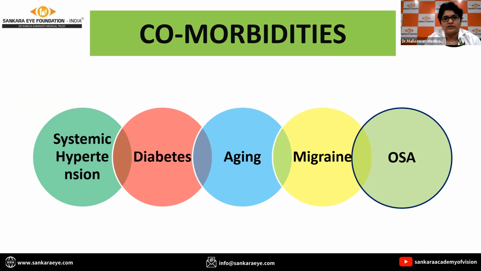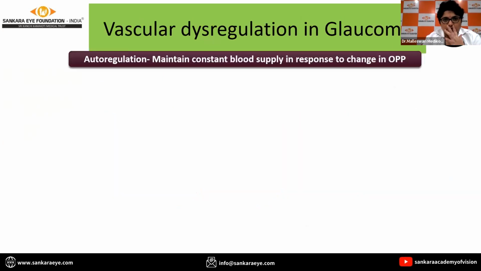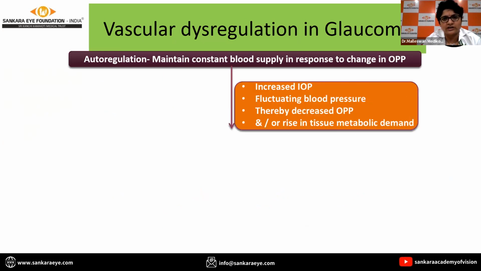And the other comorbidities associated with glaucoma are systemic hypertension, diabetes, aging, migraine, and sleep apnea. I will explain these in a little detail. There is always autoregulation in every tissue in response to changes in the perfusion pressure. Likewise, in the eye there is an autoregulation mechanism which regulates the blood flow to the optic nerve head.